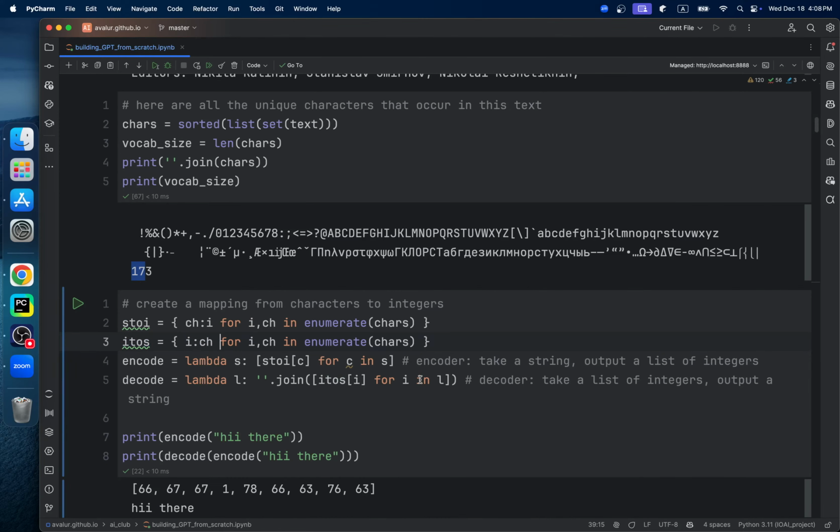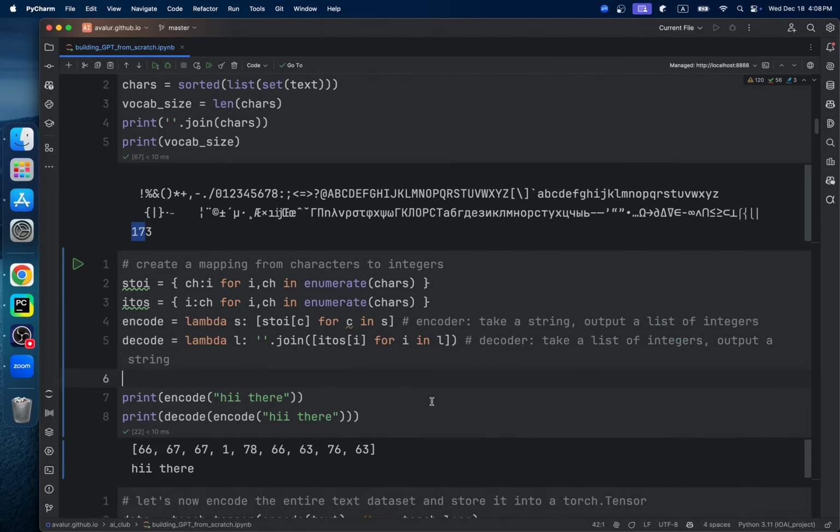So they're going together, and here are two very simple operations. The encode operation takes a string and outputs a list of integers according to the numbers of characters in our mapping. And on the contrary, the decode function takes a list of integers, so the codes of characters, and outputs the string corresponding to these numbers.